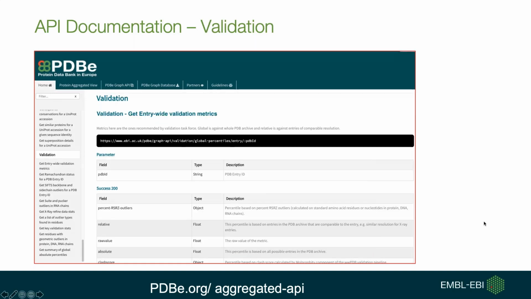And at last, we have the validation category. This has a list of endpoints which provide information related to the experiment and validation for a PDB structure. This includes calls like the Ramachandran stats for a PDB entry, or the list of outlier types for a PDB residue, etc.